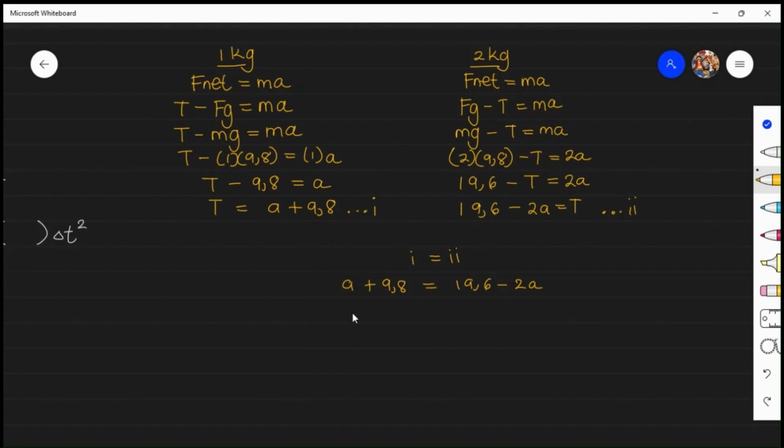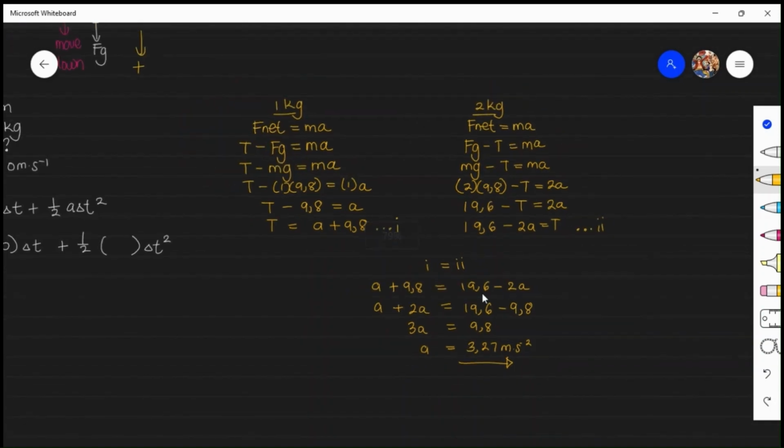Now, from this point, I'm going to move all of my variables with their coefficients to the left, and I'm going to move all of my constants to the right. So this becomes 3a equals 9,8. From this point I can divide both sides by 3, and that is then going to give me my acceleration of my system as 3,27 meters per second squared. Now that is the acceleration of my system.